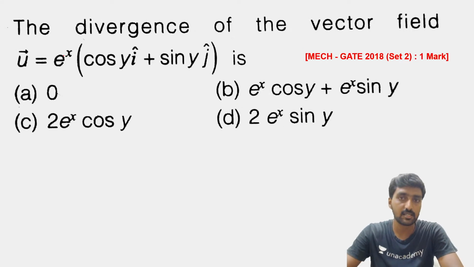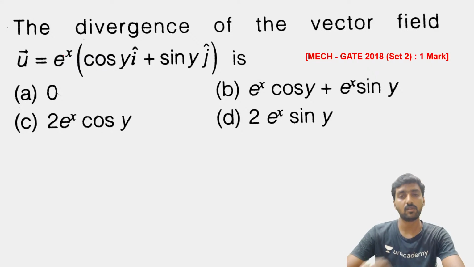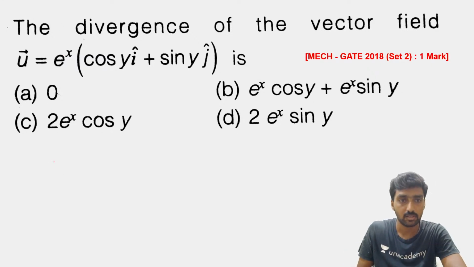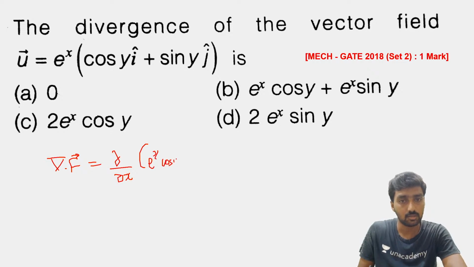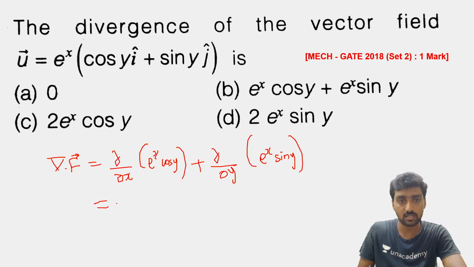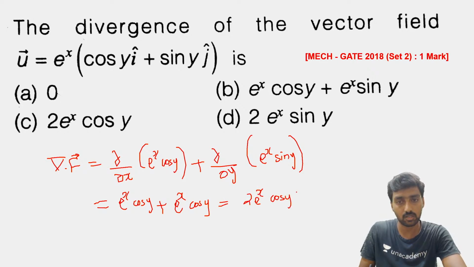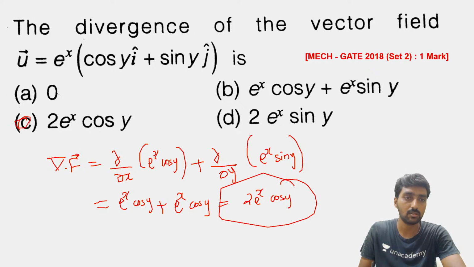Okay. Next, the divergence of the vector field. What will be the divergence of the vector field? Now del dot f vector is equal to dou divided by dou x of e power x into cos y plus dou divided by dou y of e power x into sin y. With respect to x differentiation, e power x into cos y. With respect to y differentiation, e power x into cos y. Totally 2 into e power x into cos y is the divergence. So it's option C, right?